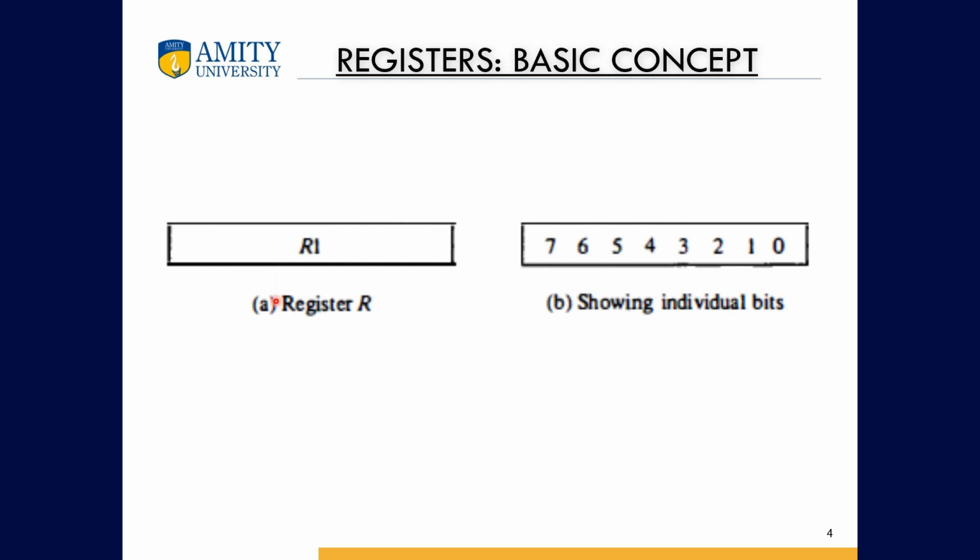So these are two ways you can represent a register, either naming it R1, writing the name R1 on top of the register, or you can write the bits from 0 to 7. That means this is an 8-bit register.